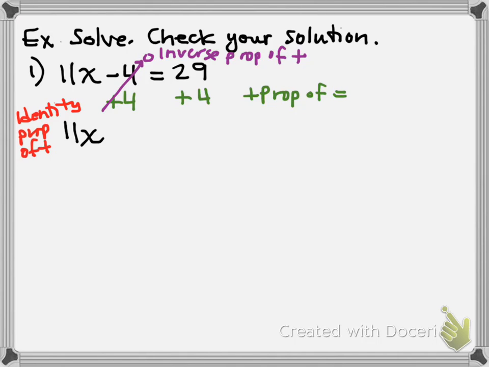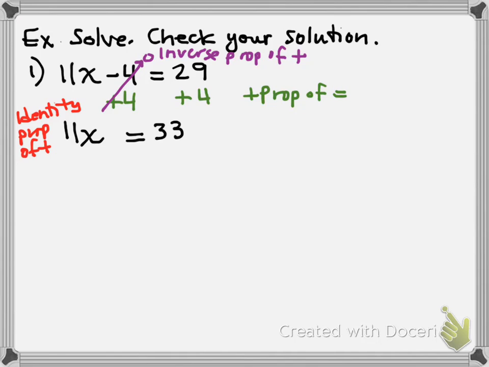you guys are going to get questions maybe a little bit deeper on your Thursday work. So it may ask you what property allowed the 4 to disappear from the left side. Oh, that was the inverse property of addition. Okay, or whatever. So properties I'm going to keep asking you about because they're super important. All right. So on this side, I have 29 plus 4 is 33. So now I have 11x equals 33.